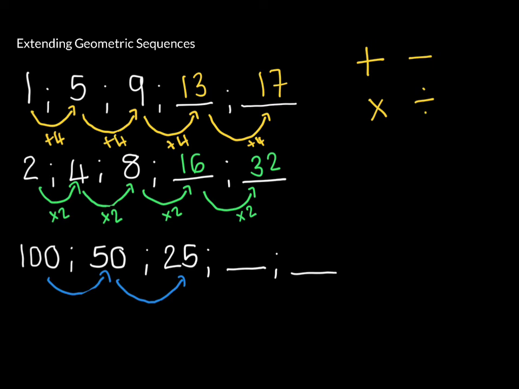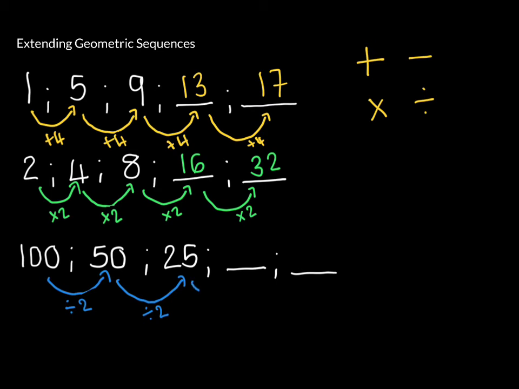So to get from 100 to 50, I would have to divide 100 by 2. So I'd have to say 100 divided by 2, that would give me 50. And if I divide 50 by 2 again, that would give me 25. So there, we found the pattern we're looking for.